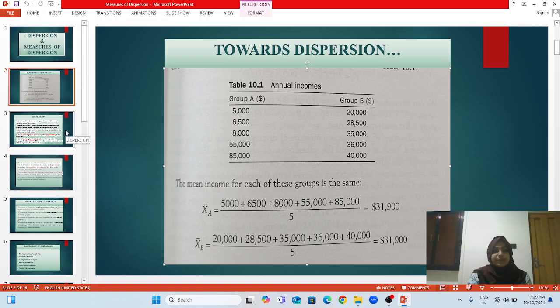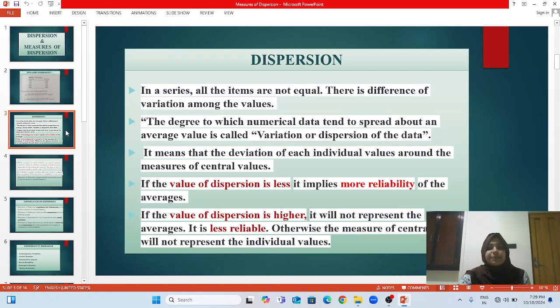Let's see it in detail. Dispersion, as we already said, means there is inequality among the values. There is a huge inequality when the mean is not sufficient to represent the data. So there comes the variation or dispersion of the data. It means the deviation of each individual value around the measures of central values.